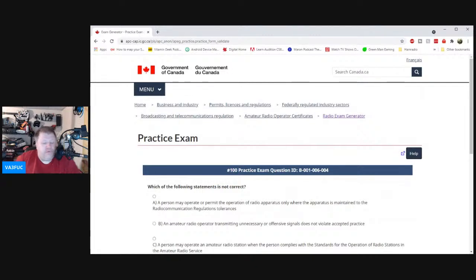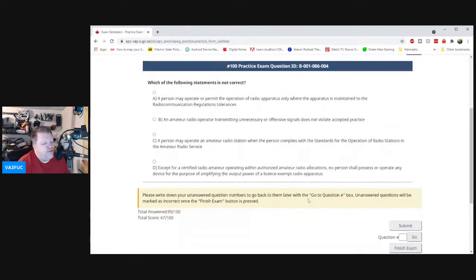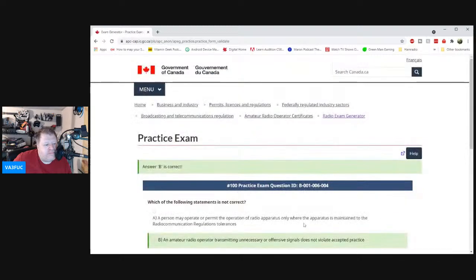Which of the following statements is not correct? Great, another one of these easy ones. Maybe. Shouldn't say that. I'm going to goof myself up. A person may permit the operation of a radio apparatus only when the apparatus is maintained to the radio communication spectrum tolerance. An amateur radio operator transmitting unnecessary or offensive signals does not violate accepted practices. A person operating a radio station complies with the standards of operation of the amateur radio band. Accept the certificate of amateur radio operator within the authorized amateur radio station allowed. No person shall possess, operate, or receive any device for the purpose of amplifying the output of a license-exempt radio apparatus. I believe it's this one, the offensive language one. Yeah.